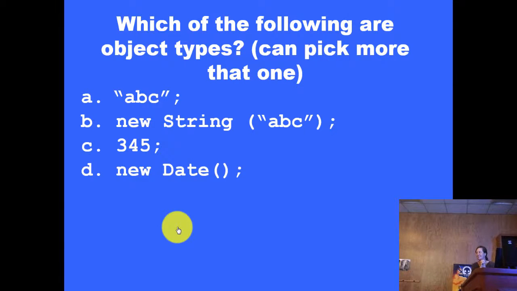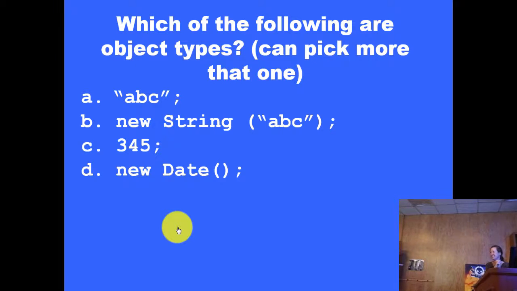Is that your final answer? Just kidding. Those are correct ones, but there's one more. What other one's an object? A, B, and D. Yeah, it is A, B, and D. Okay.